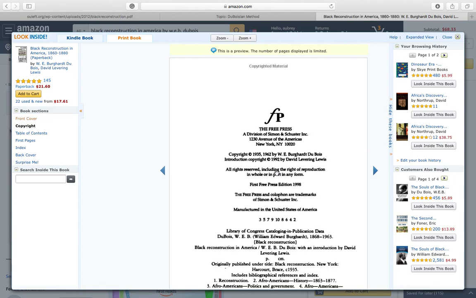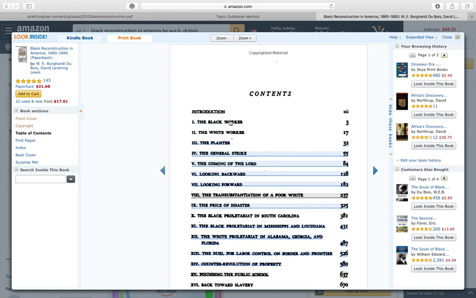You should be able to do the same. So if we look at some of the contents, like we have the introduction, we have how the book is organized. So there's the black worker, the white worker, the planter, the general strike, coming of the Lord, looking back, looking forward, the transubstantiation of a poor white, disaster, black proletariat in South Carolina, the black proletariat in Mississippi, the white proletariat in Alabama, Georgia, and Florida, the duel for land control.